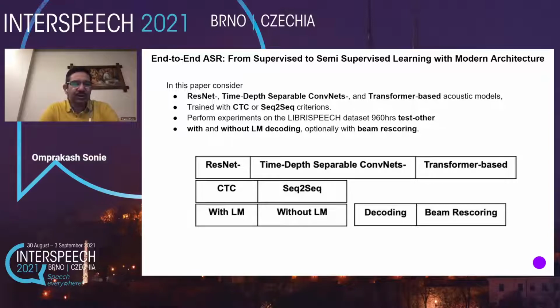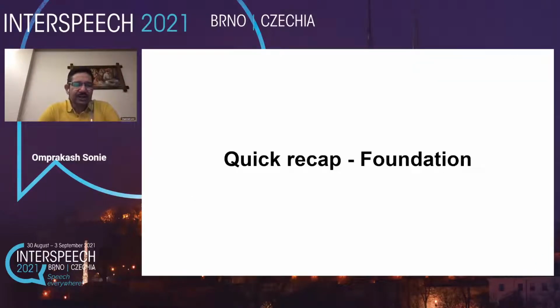If you see, the combinations are huge. So the first step will be to decide, of all these possible architectures, which one we choose and what the criteria are. Once this is done, I'll go to a quick recap. Many of the participants at Interspeech will be familiar with it, but I'll quickly go through it.